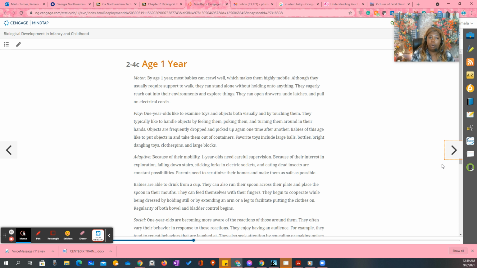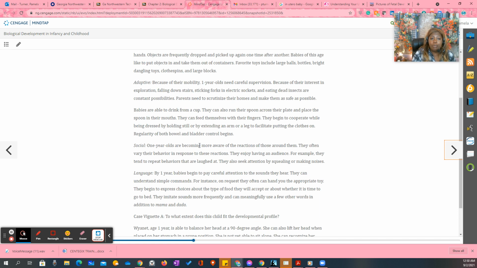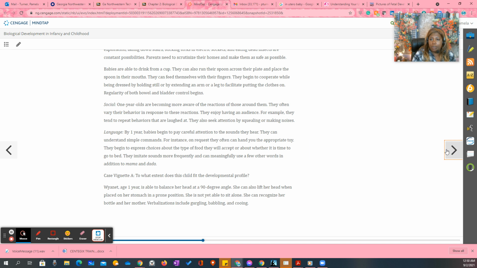They may need support to walk. They can still be able to stand alone. Okay. A 1 year old likes to examine toys. They move around, they put things everywhere, they put things in their mouth, but they should be able to drink from a cup by a year, right? Okay, and socially, they really like to be around others. So that is my 1 year old.